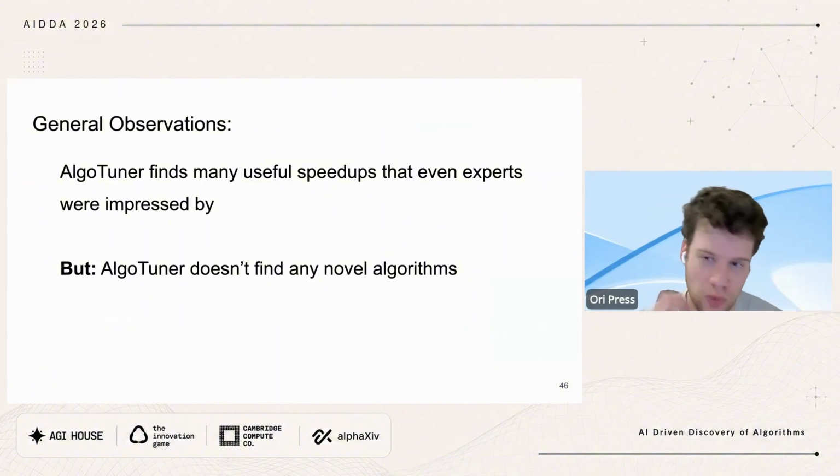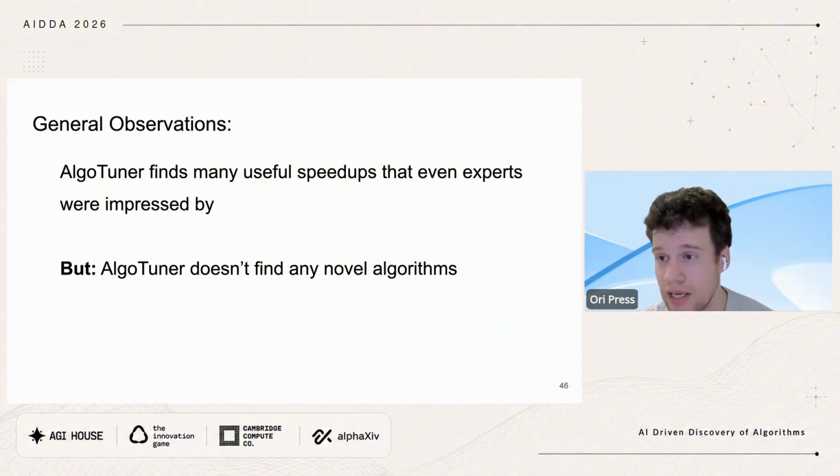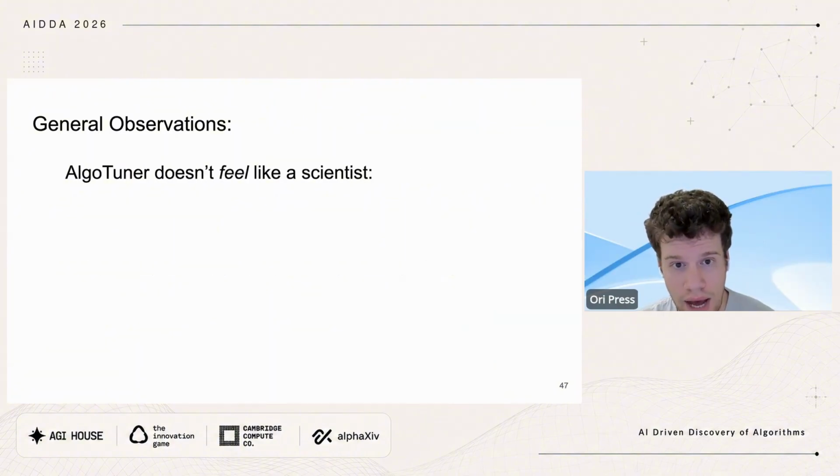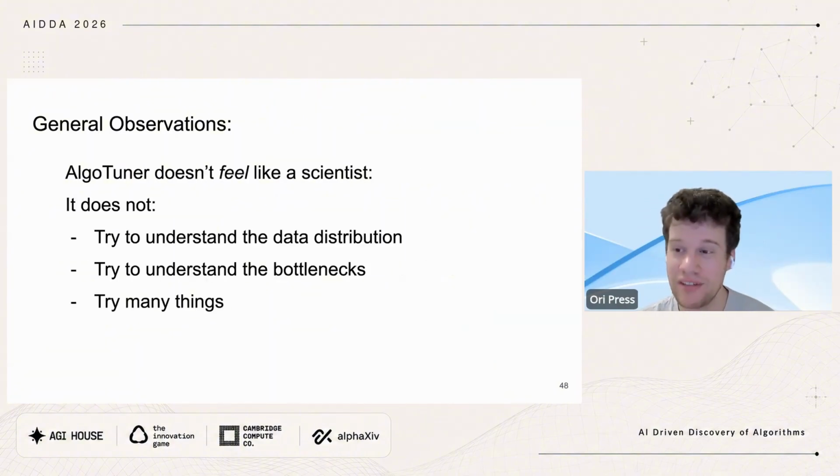And yeah, so we find many cool speedups, but not one of our models found a novel algorithm. So there's still a lot to be done here. And again, it doesn't feel like a scientist because it's a bit of a drunk genius.